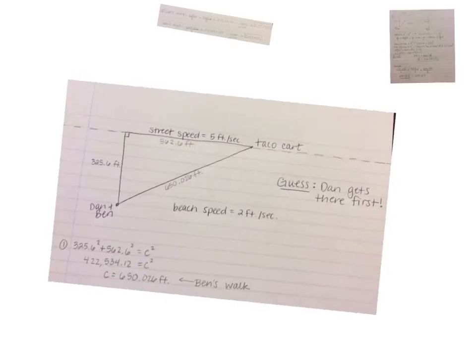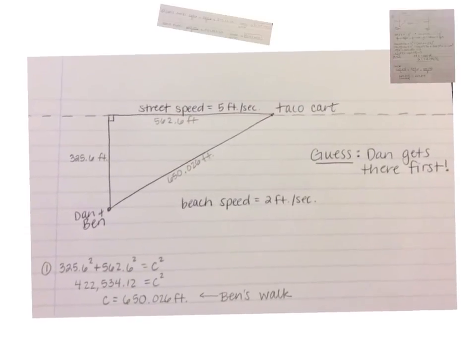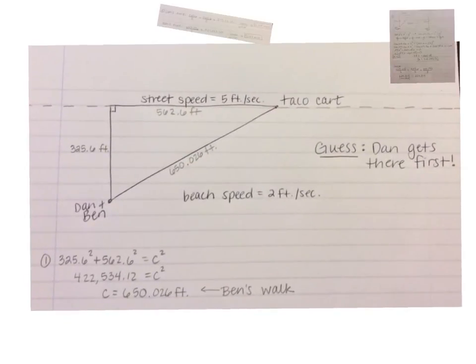This is my solution to Dan Meyer's taco cart problem. So, here's the picture of the problem, if I can get it to be a little bit bigger. There we go. Okay, so basically what we had here was a right triangle with Dan and Ben down in this bottom left corner here. They're standing on the beach. The taco cart is up here on the street.